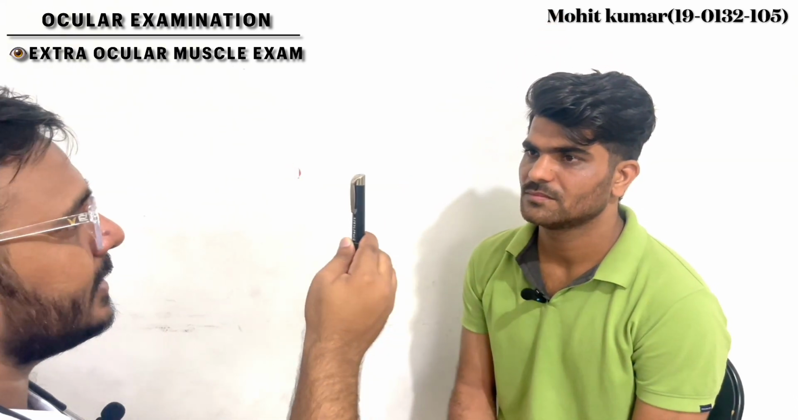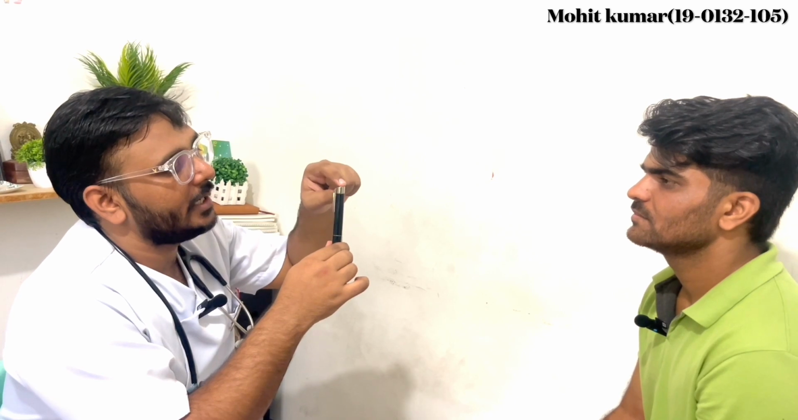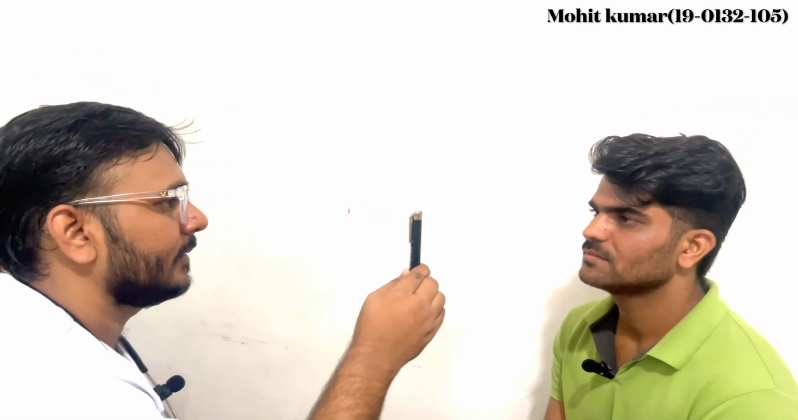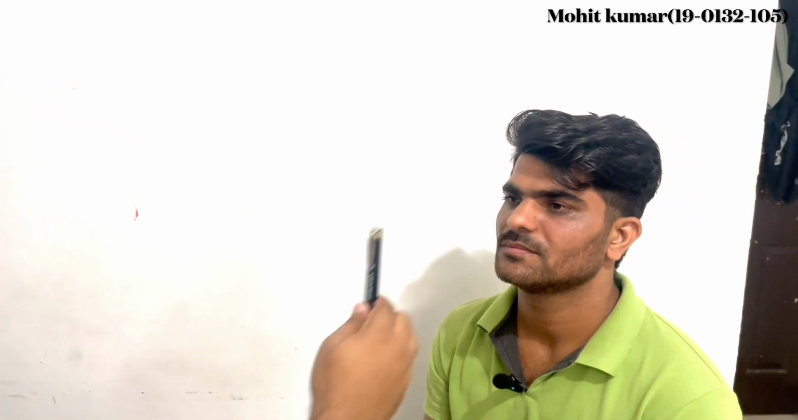Okay, sir, now I'm doing the accommodation test for your eyes. What you have to do is look at this tip, look here and just follow this. Okay, that's perfect. So now we are going to do the next examination, which is the visual field examination.